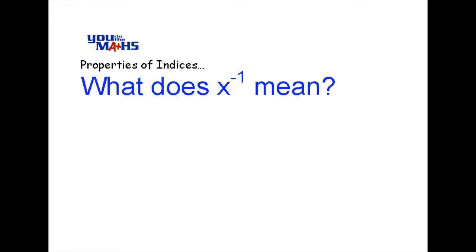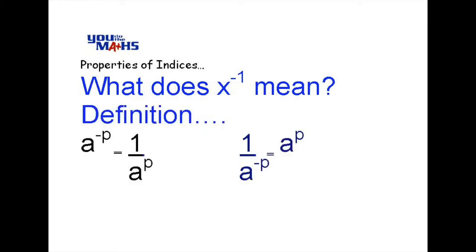We can see here the definition for a negative index. In the first case on the left, if we've got a to any negative power, what it actually means is it's 1 divided by the same base with a positive power. Alternatively, if you've got a to the negative p on the bottom line of a fraction, you can take it to the top line and it becomes a to the positive power.